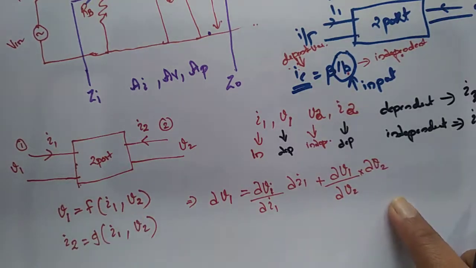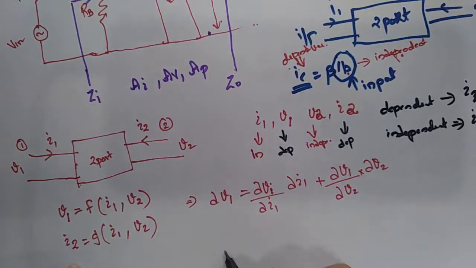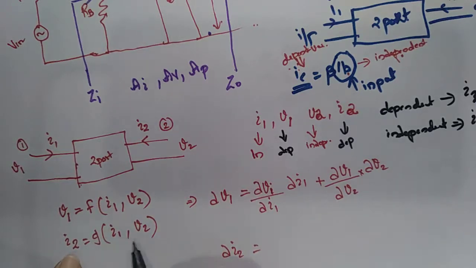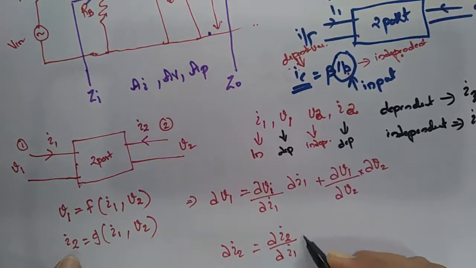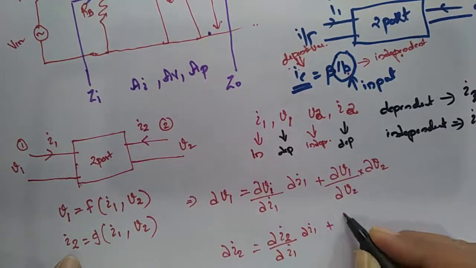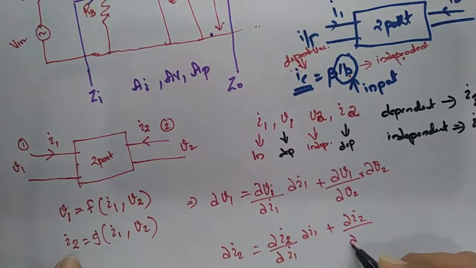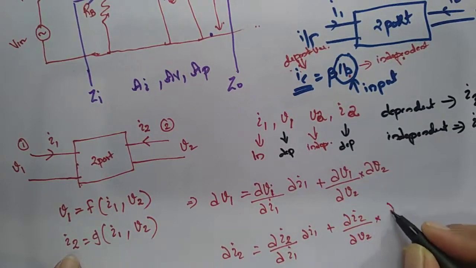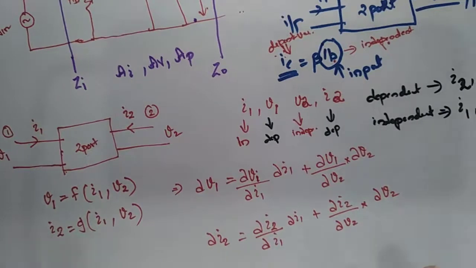Similarly, if I have to study the sensitivity of the current I2, the variation in I2, we need to know whether there is any change due to I1 as well as any change due to V2. So what will I do? I will partially differentiate: dI2 equals dI2 by dI1 into dI1 plus dI2 by dV2 into dV2. Okay, if you can remember this, just study this.